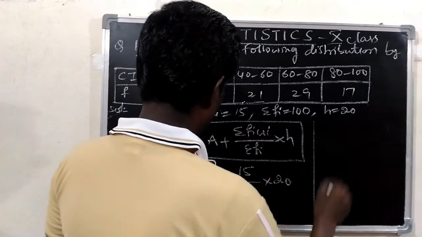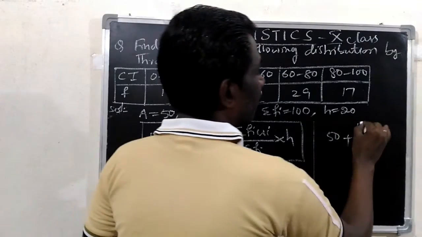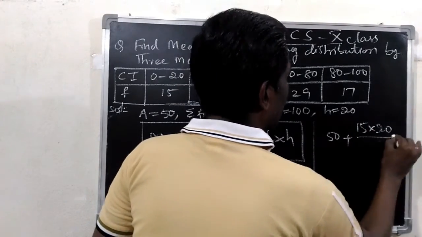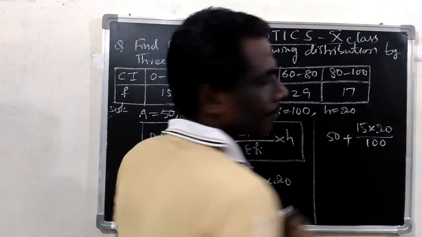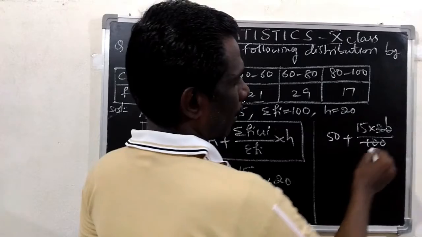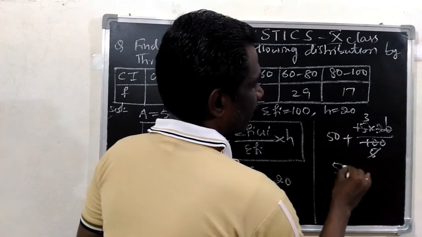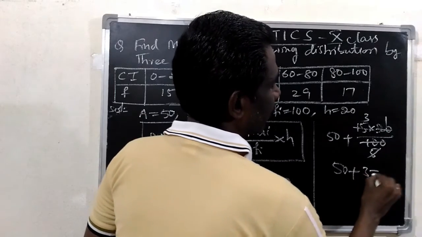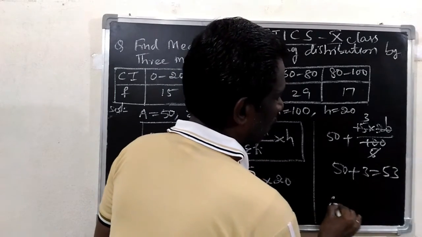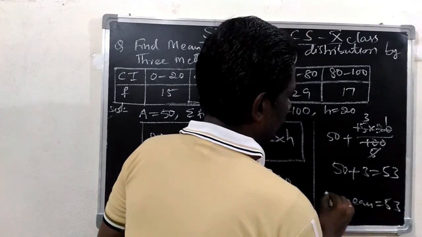It is equal to 50 plus 15 into 20 divided by 100. 20 ones are 20, 20 fives are 100, 5 ones are 5, 5 threes are 15. So 50 plus 3 is what? 53. Therefore, mean is equal to 53.